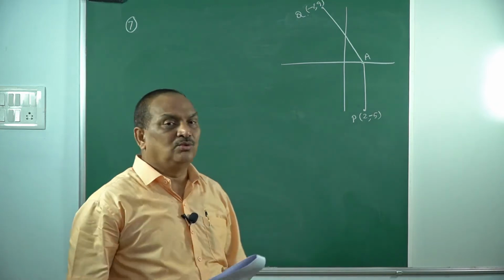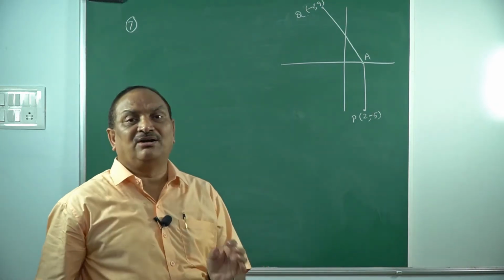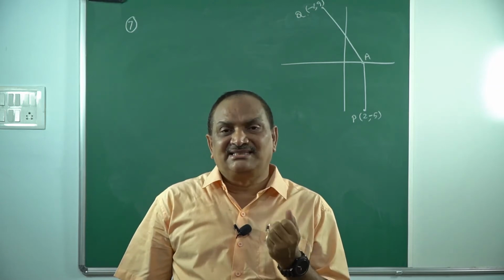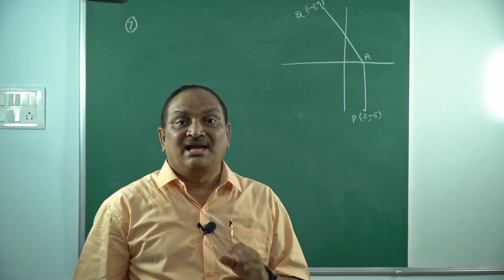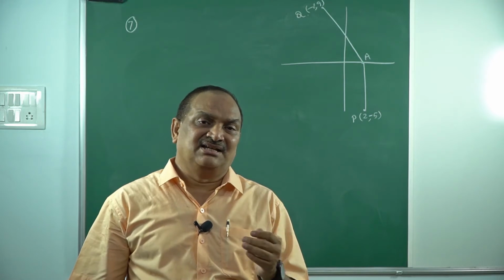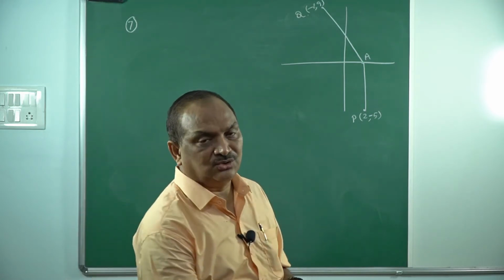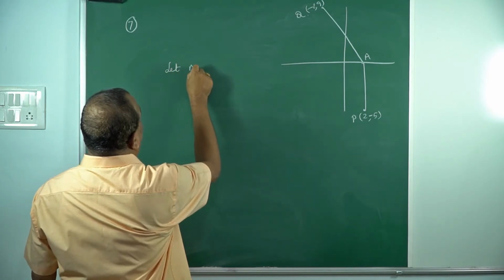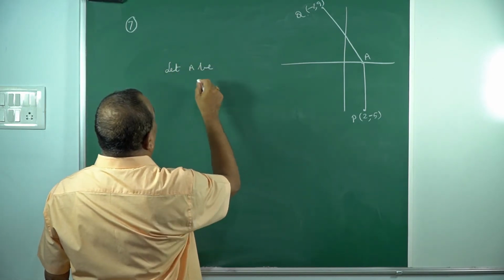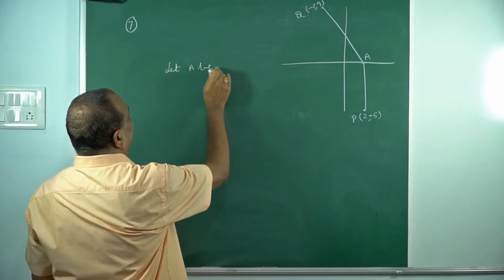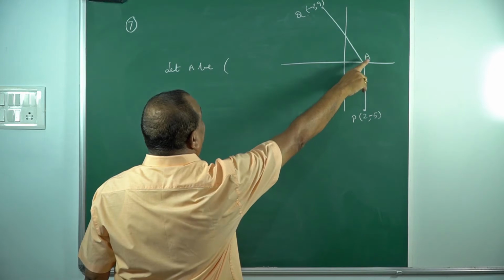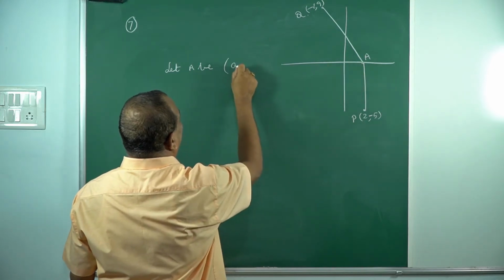So what you should do is find out the coordinates of that point A. Where is A? He has given that it is on x-axis. Any point on x-axis, the y coordinate is 0. So let the coordinates of A be, any point on x-axis, y coordinate must be 0. So I say some a comma 0.